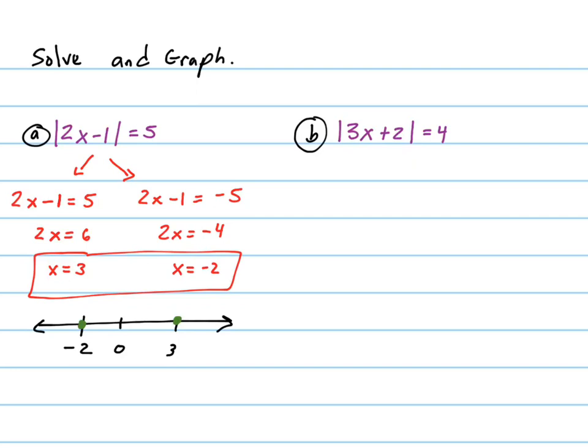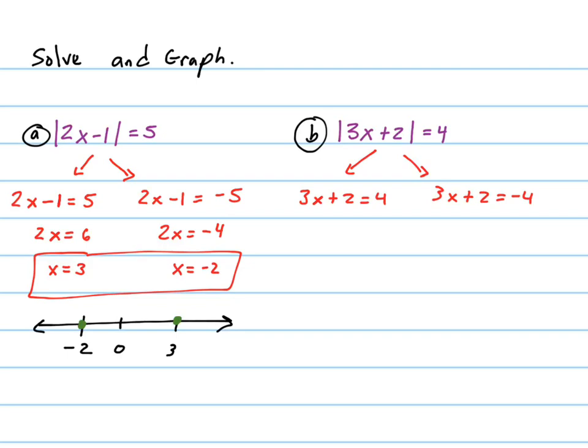For question B, we're doing the same thing. We're going to account for both possibilities. We've got 3x plus 2 equals 4. And we also have 3x plus 2 equals negative 4. I'm going to move this. I don't like where I placed that. So we're going to put it here. 3x plus 2 equals negative 4.